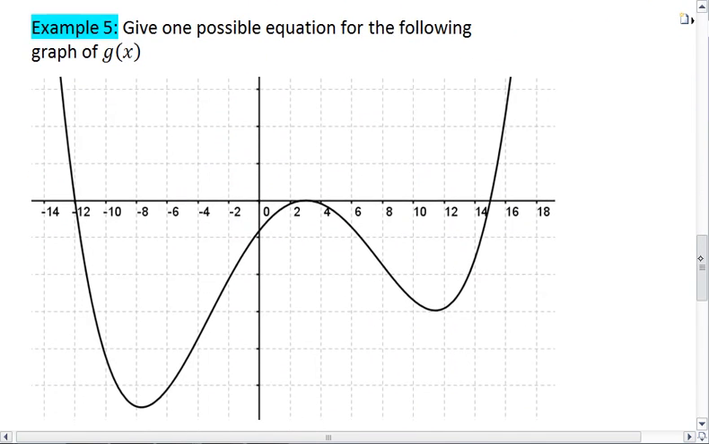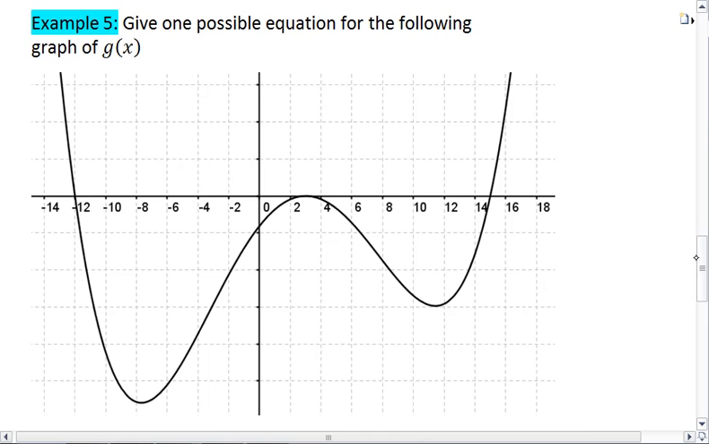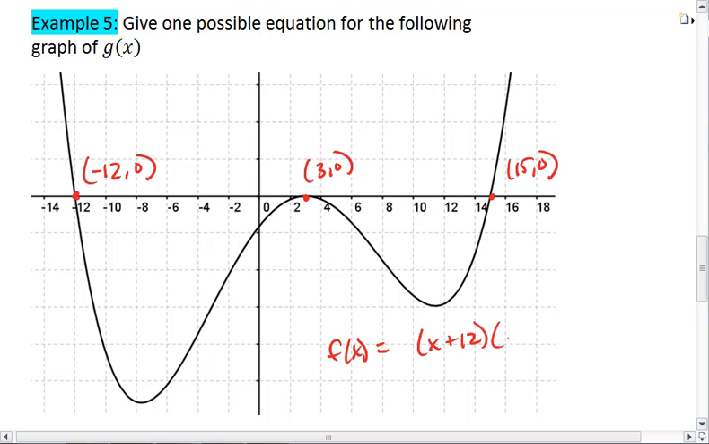Alright, how about example 5? Given this graph, come up with one possible equation for the graph. Try it on your own if you want to, and then resume the video when you're ready to see the solutions. Alright, for this graph we see that we have roots at (-12, 0), (3, 0), and (15, 0). So f of x has the following factors of x plus 12, x minus 3, and x minus 15.